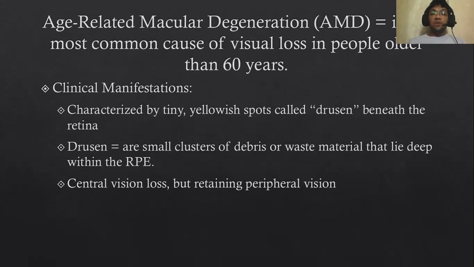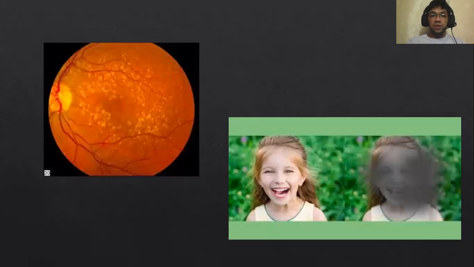So there will be central vision loss, but they can retain peripheral vision. So this illustration here shows the drusen. And for patients who have macular degeneration, the central vision is the first one that is being lost.